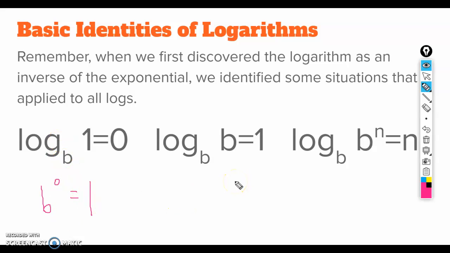Another one is anything to the first power is equal to what? Itself. Anything to the first power is just equal to itself. So that means anytime you take a log base of itself, then it's just going to be equal to 1. If the base and the number that you're evaluating are the same, the only exponent that gives you the same thing is 1.